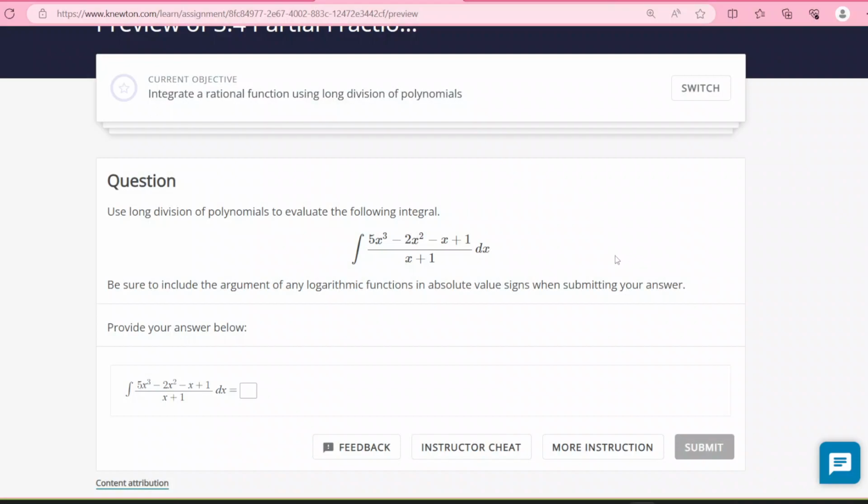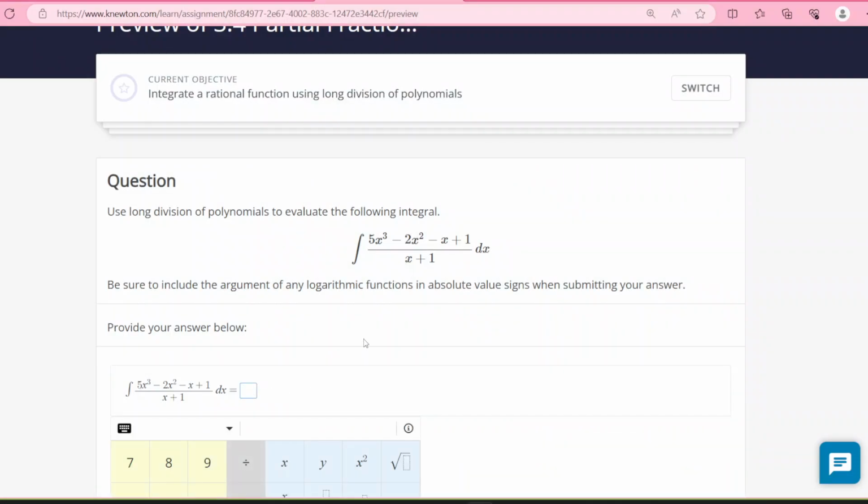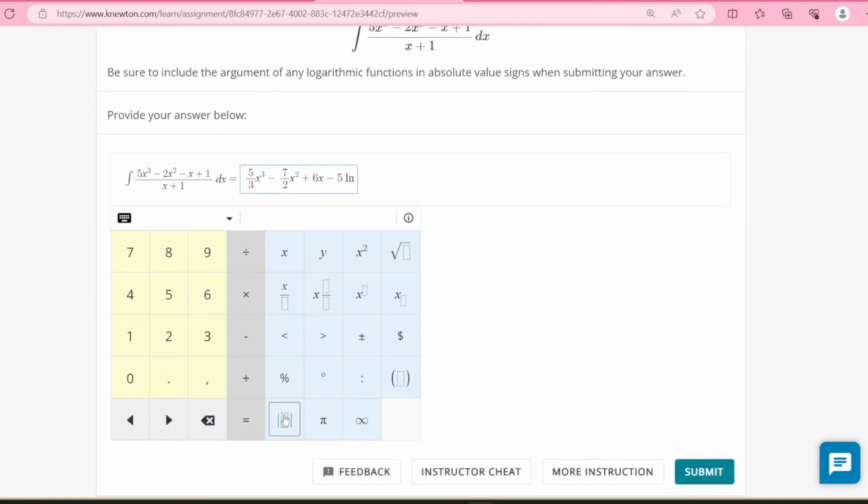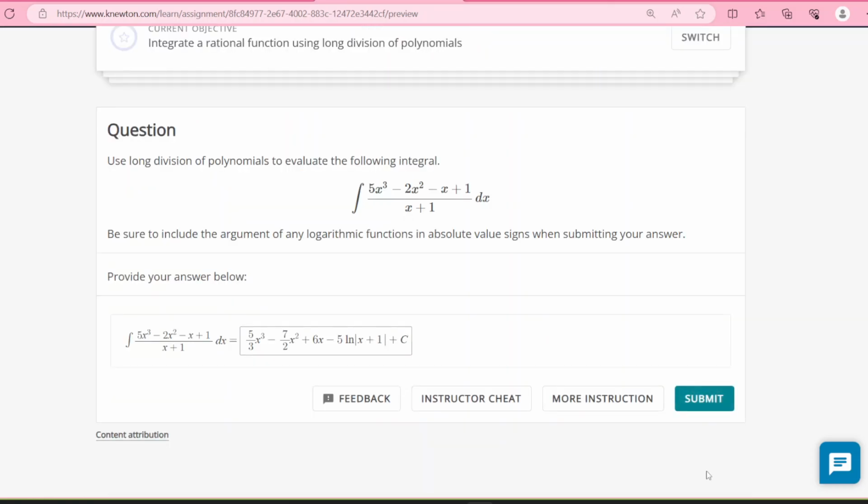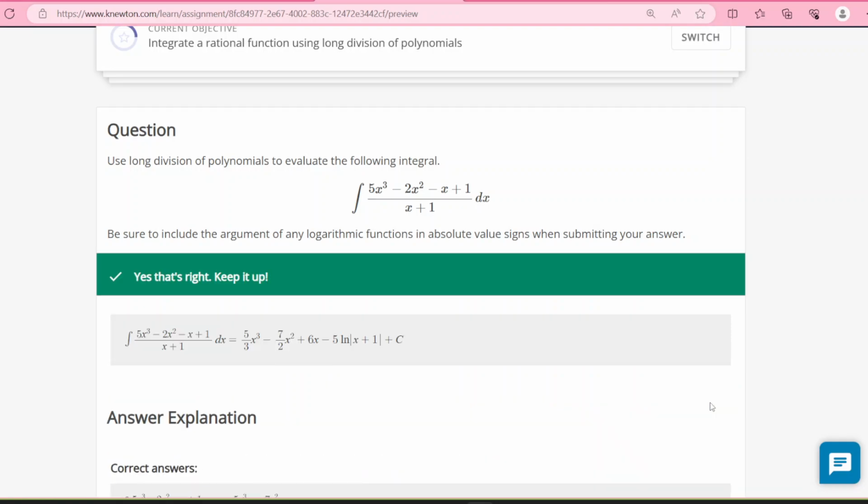All right, so back to the assignment. I will enter what we just had there in the box. So I have 5/3 x cubed minus 7/2 x squared plus 6x and minus 5 times the natural log of the absolute value, that symbol's right there, of x plus 1, and then get out of that absolute value, and then plus some constant, plus c at the end. Submit it. And I'm correct. Hooray.